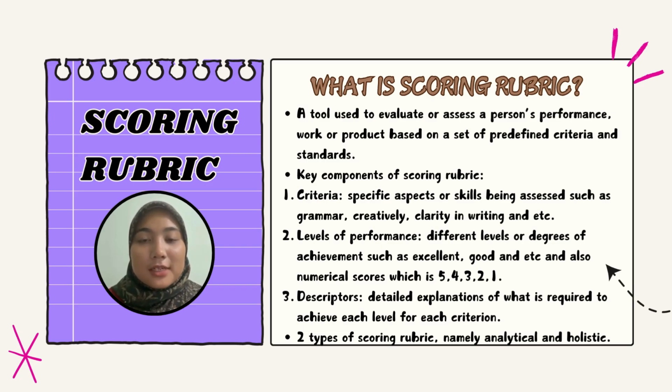The key components of a scoring rubric are, first, criteria, which include specific aspects or skills being assessed, such as grammar, creativity, clarity in writing, and so on. Second is levels of performance, which are different levels or degrees of achievement, such as excellent, good, and so on, and also numerical scores, which are 5, 4, 3, 2, 1. Last but not least, descriptors are detailed explanations of what is required to achieve each level for each criterion. The scoring rubric is divided into two types, namely analytical and holistic.